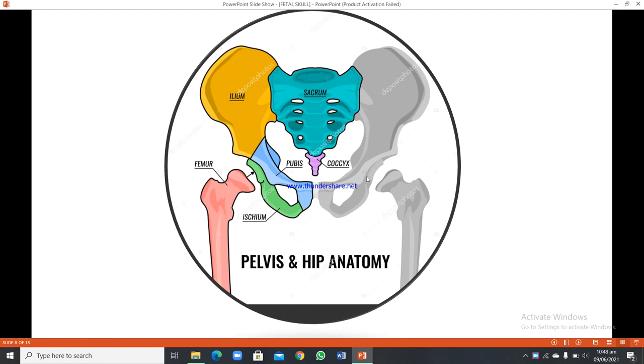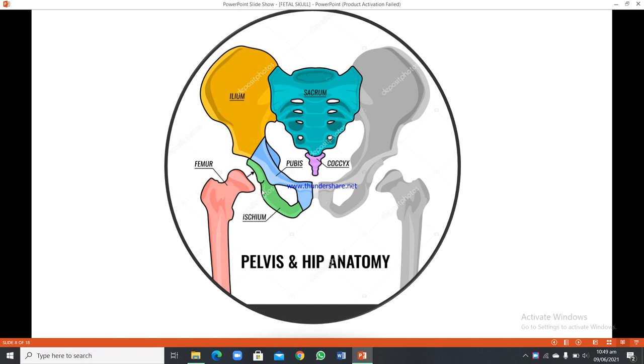If we see the female pelvis, there are 3 bones, this is the hip bone. 3 bones are making it: ilium, pubic bone, and ischial bone. And in between these 2 hip bones is the sacrum. Sacrum has the base, and the apex is down where it is connected to the coccyx.